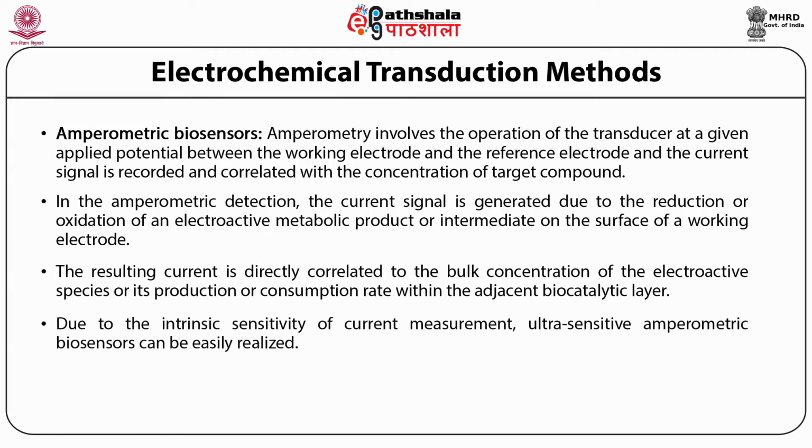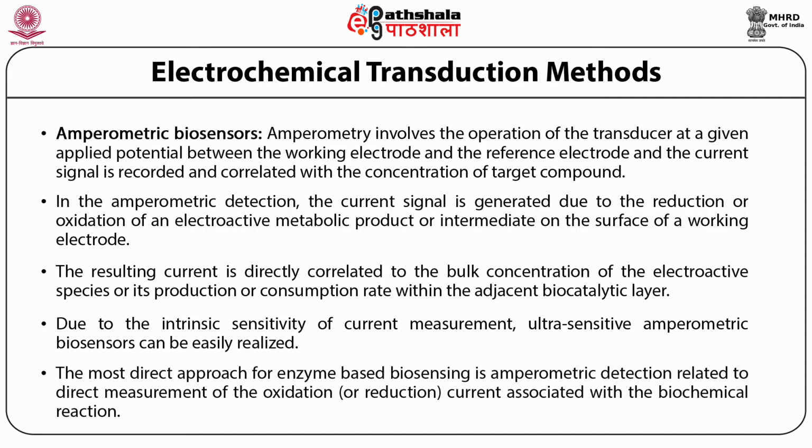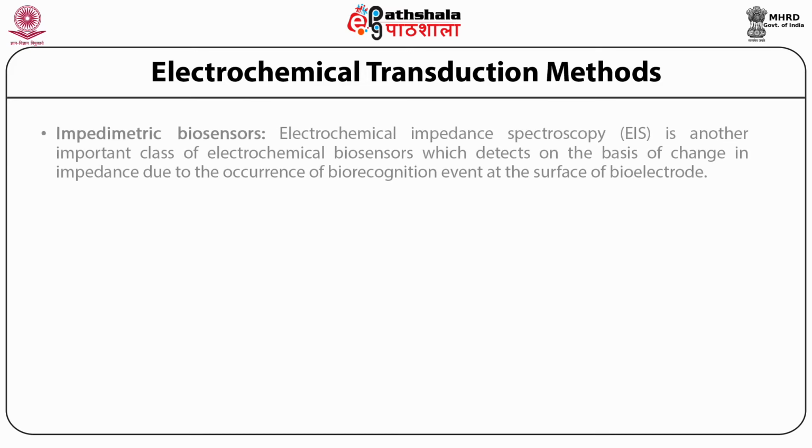Due to the intrinsic sensitivity of the current measurement, ultra-sensitive amperometric biosensors can be easily realized. The most direct approach for enzyme-based biosensing is amperometric detection, related to direct measurement of the oxidation or reduction current associated with the biochemical reaction. The next type is the impedimetric biosensors.